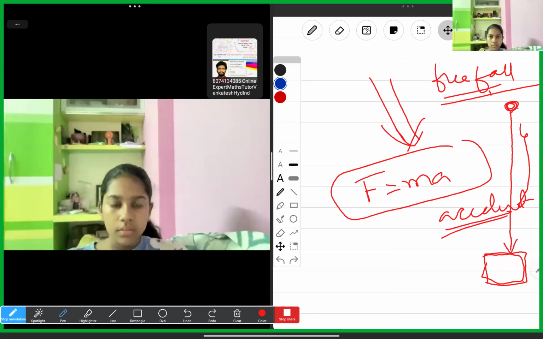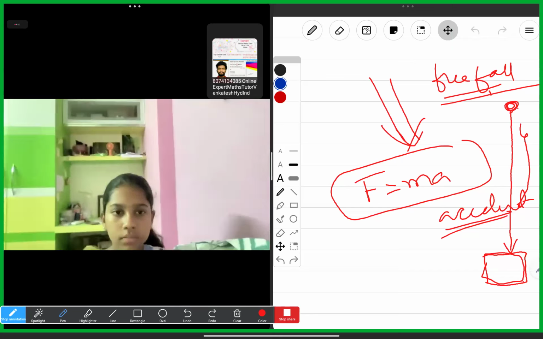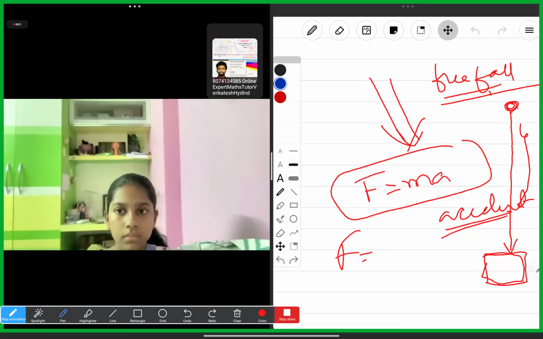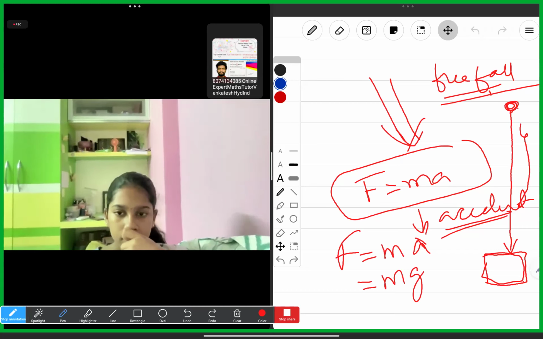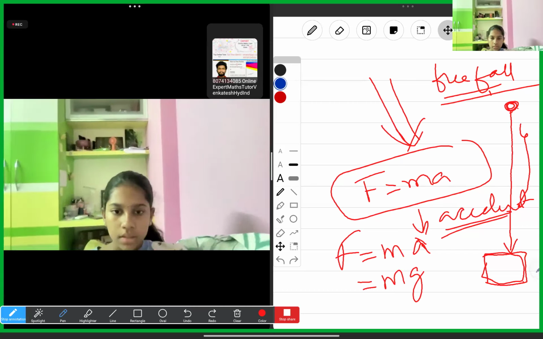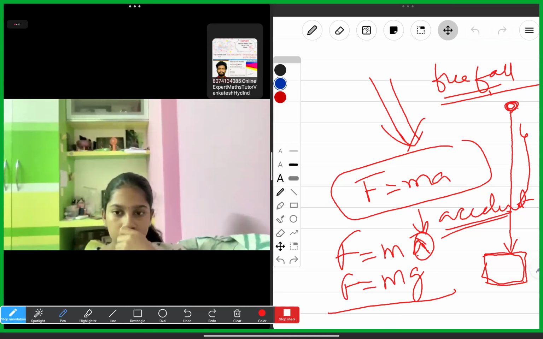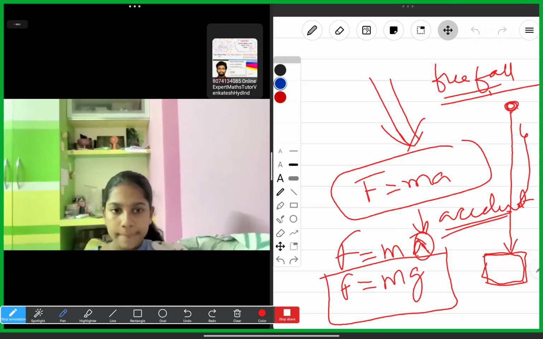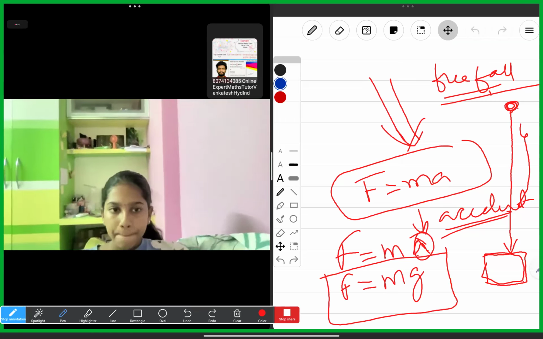So here, in F is equal to ma, the acceleration the body gained is because of the gravity of Earth. So this A will be changed to G, Pranavi, for all the free falling cases. Suppose any body is falling on the ground, in all such cases.